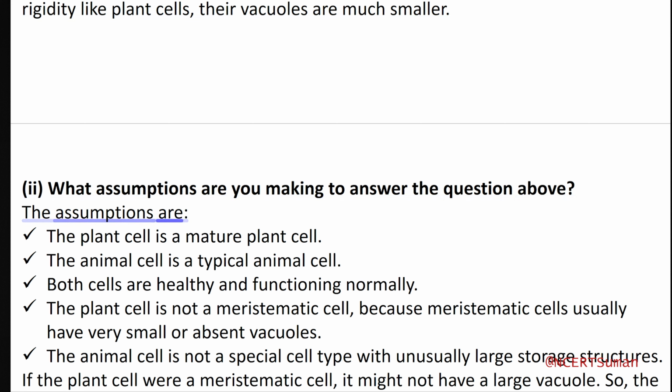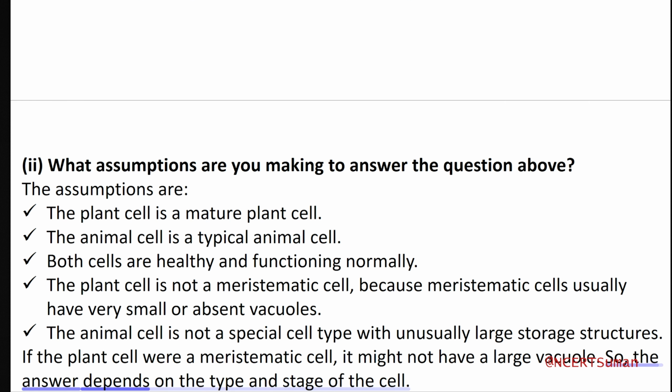The assumptions are: the plant cell is a mature plant cell. The animal cell is a typical animal cell. Both cells are healthy and functioning normally. The plant cell is not a meristematic cell, because meristematic cells usually have very small or absent vacuoles. The animal cell is not a special cell type with unusually large storage structures. If the plant cell were a meristematic cell, it might not have a large vacuole. So, the answer depends on the type and stage of the cell.